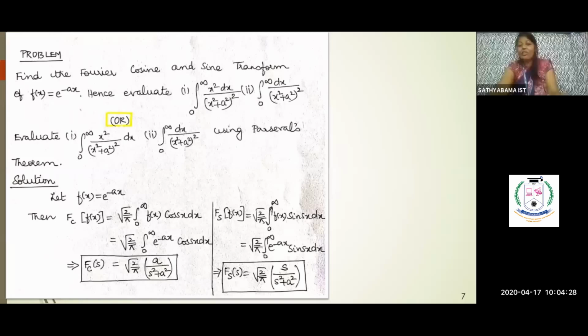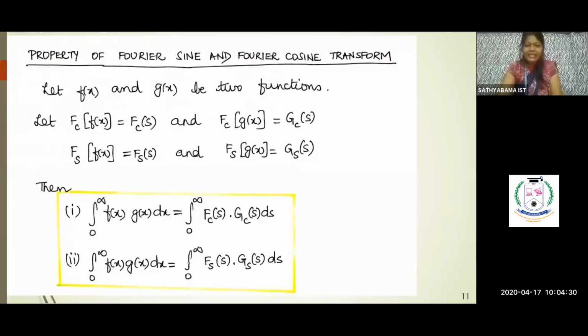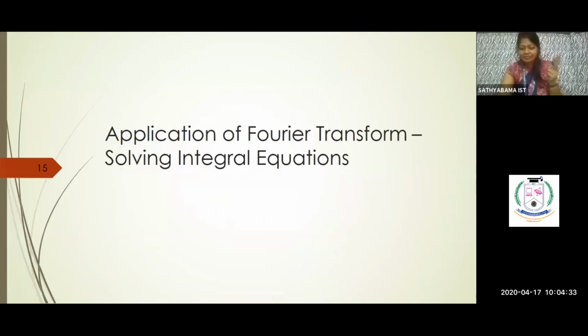All right, so let's quickly go ahead. We've finished 2 topics now. We are done with 2 topics. We saw how to find certain integrals using Parseval's identity for Fourier cosine and sine transform. We saw how to find certain integrals using properties of Fourier cosine and sine. Now you can forget about those two topics, because this is something that is entirely new.